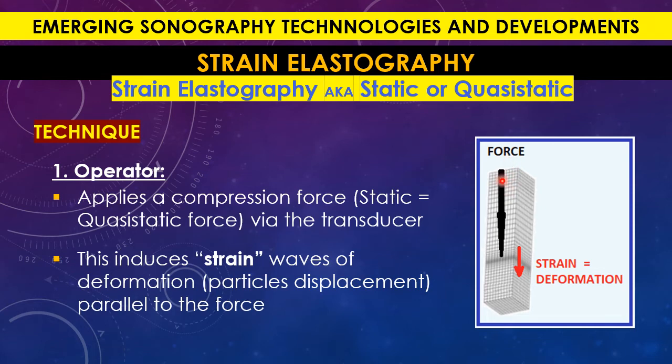This force will induce inside the tissues what we call strain waves that are parallel to the same direction. These strain waves are caused by the applied force. The force is sometimes called the static force or the quasi-static force. That's why it is called static elastography or quasi-static elastography. What happens by this force? We get strain waves, running in the same direction.